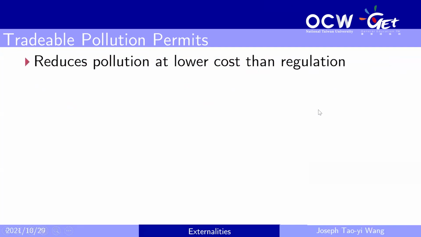Now we'll look at the other way, which is tradable pollution permits. Actually, this is my favorite. I actually gave an exam question on this even the first time I taught this class. So let's take a look at how this works.